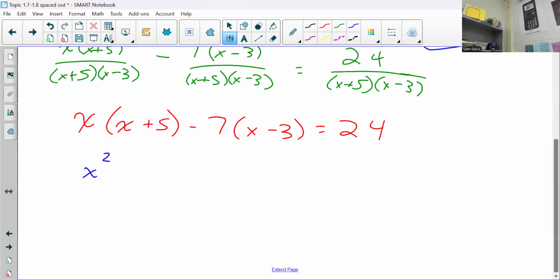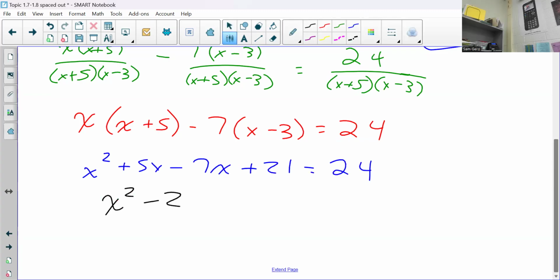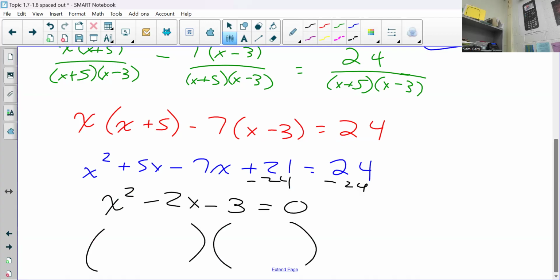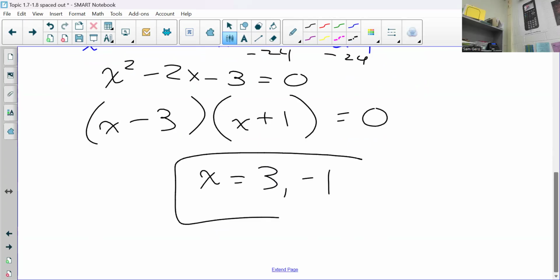Distribute: x squared plus 5x minus 7x plus 21 equals 24. I have x squared minus 2x, and then I'm going to move the 24 to the other side: minus 3 equals 0. I'm going to factor again. The factors are x minus 3 and x plus 1, so x equals 3 and -1.